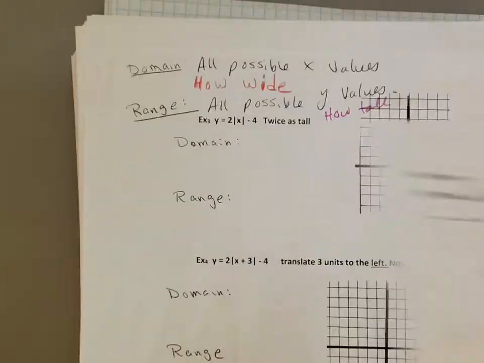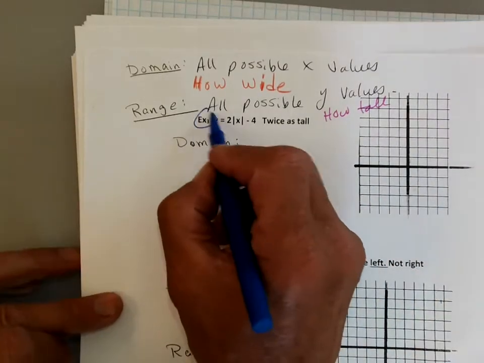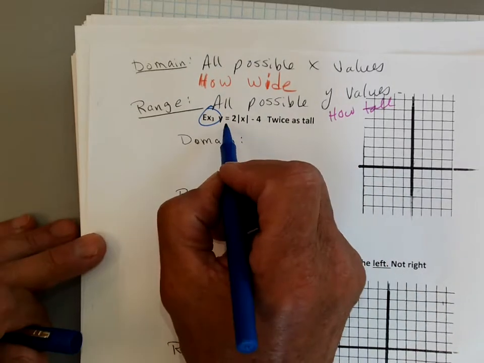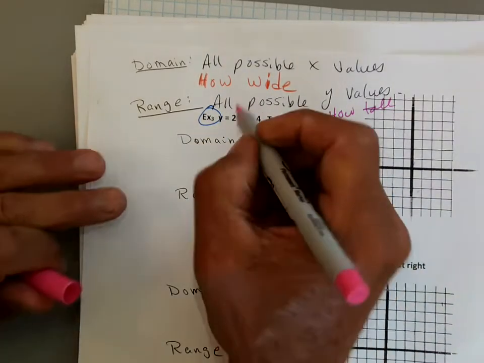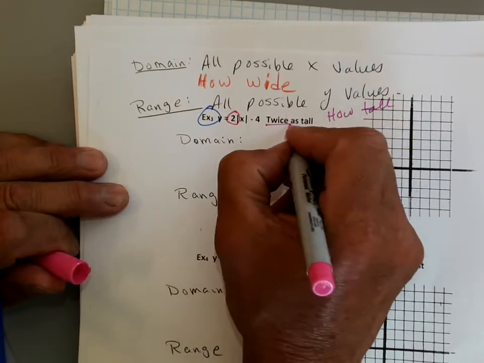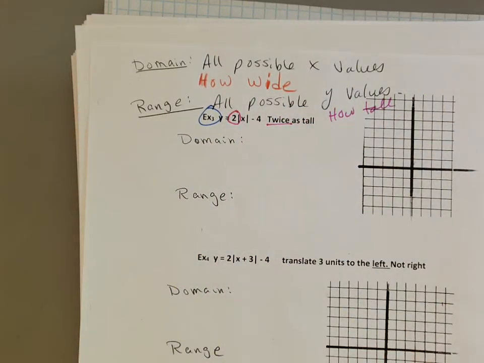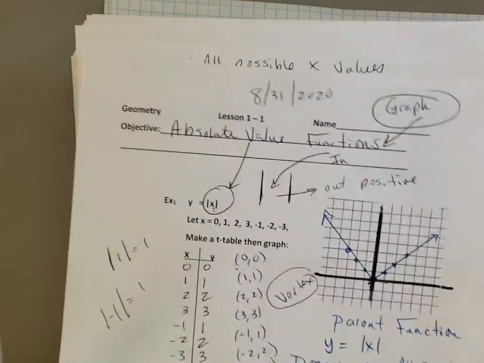Now, let's go back to this graph. Okay, so first of all, example 3. First of all, let's graph it. Now, because of the 2 here, let me highlight that for you so you can see that. Because the 2 right there is going to be twice as tall. So it's twice as tall. We take our parent function, and we're going to make it twice as tall.